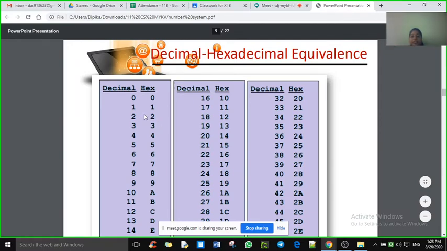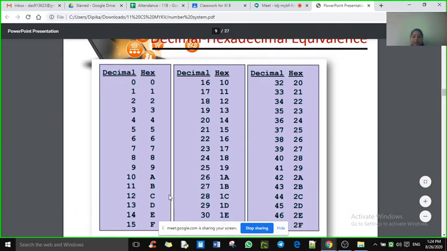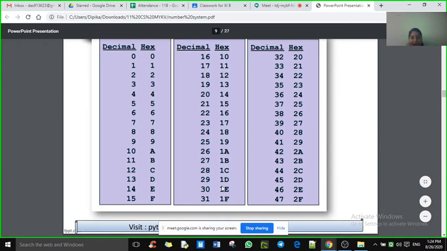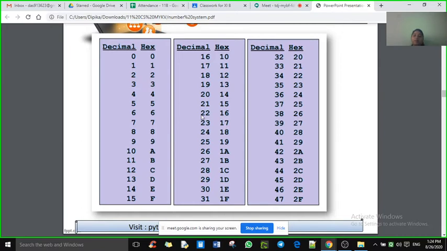Bipasha, read the equivalent numbers from decimal to hexadecimal, from 0 up to 15. Decimal 0, hexadecimal 0; decimal 1, hexadecimal 1; decimal 2, hexadecimal 2; decimal 3, hexadecimal 3; decimal 4, hexadecimal 4; decimal 5, hexadecimal 5; decimal 6, hexadecimal 6; decimal 7, hexadecimal 7; decimal 8, hexadecimal 8.